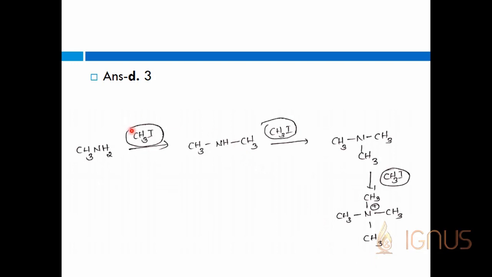Hence there is a usage of 3 methyl iodide molecules. Hence our answer will be 3. Option D, 3 is the right answer.